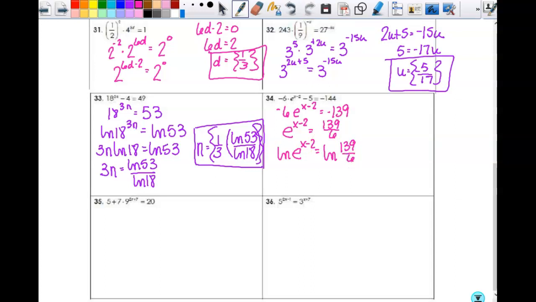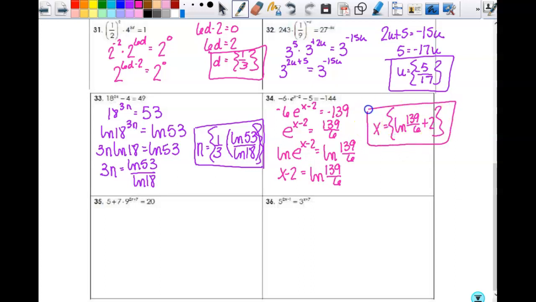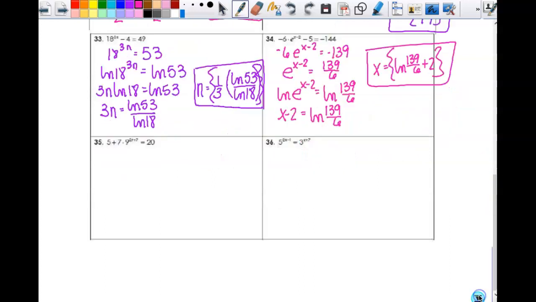Then when x minus 2 comes out in front here, it's going to be x minus 2 times the natural log of e, but the natural log of e is 1. So that's just x minus 2 equals the natural log of 139 over 6. Then I would add 2 to both sides, so x is equal to the natural log of 139 over 6 plus 2. Whatever that value is, you're not expected to know it without a calculator, and that's good for your answer.